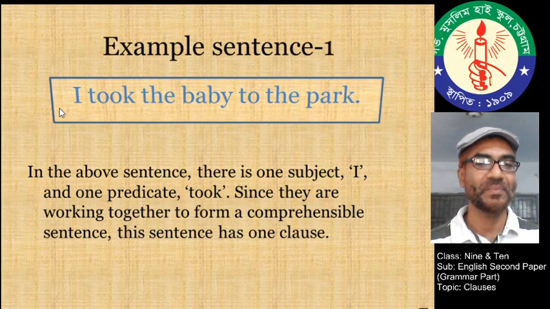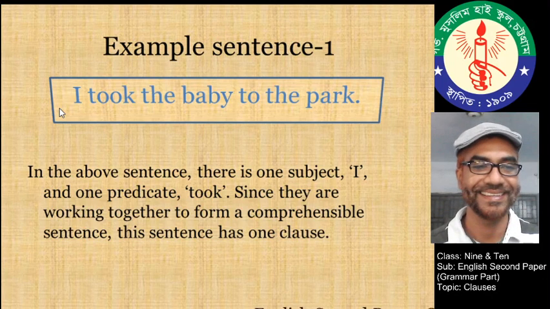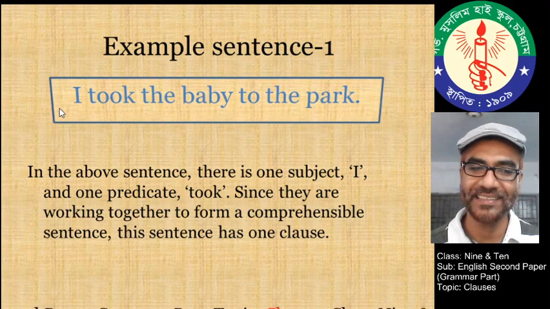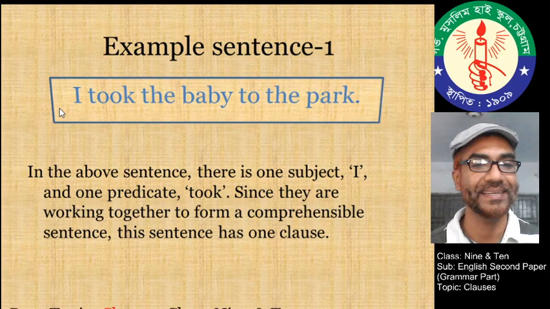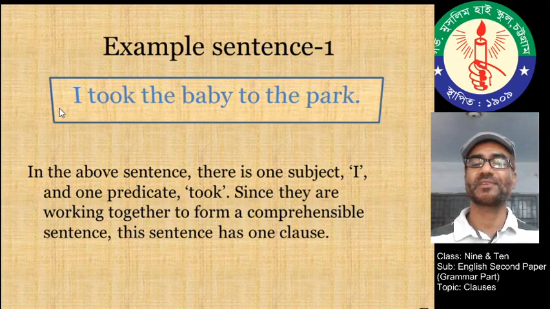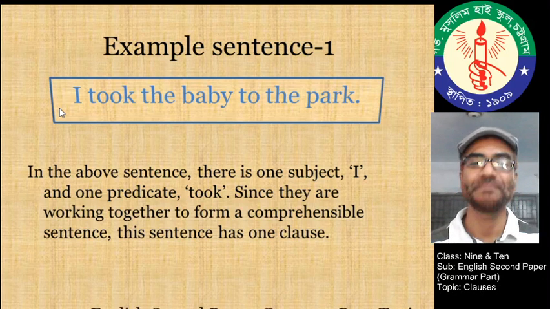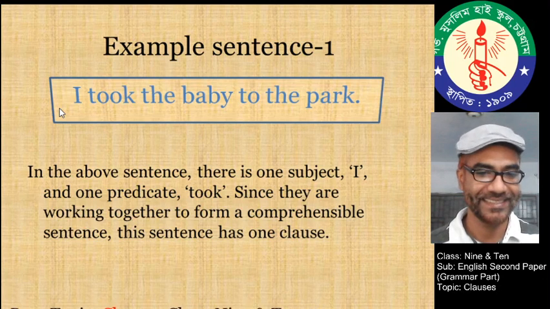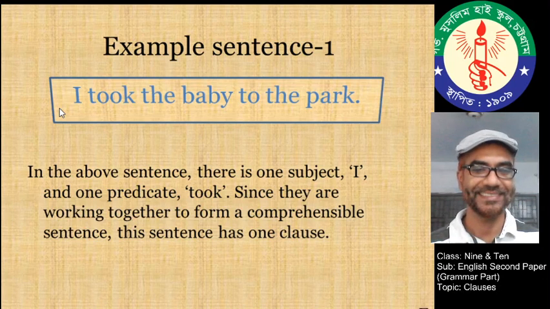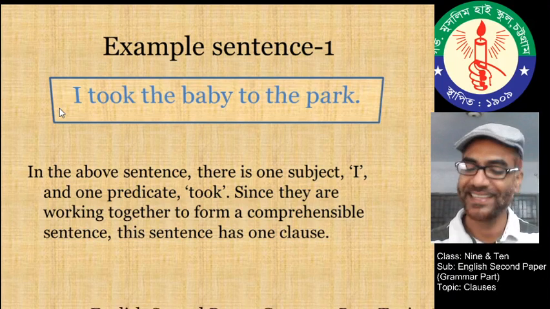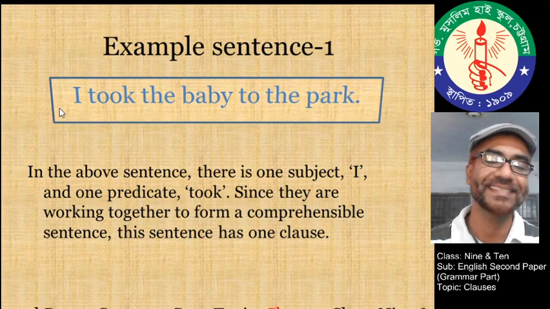Yes, see, here is an example. I took the baby to the park. In the above sentence, there is one subject, I, and one predicate, took. Since they are working together to form a comprehensible sentence, this sentence has one clause. That means we actually know this is a simple sentence. Okay, we'll know a lot of things soon.